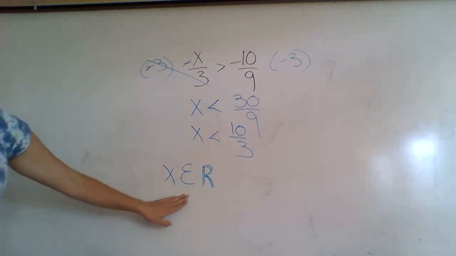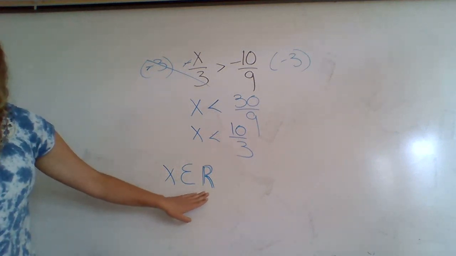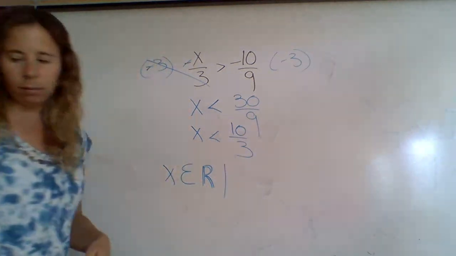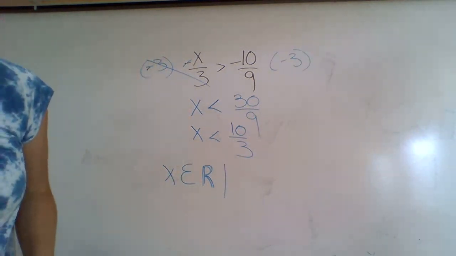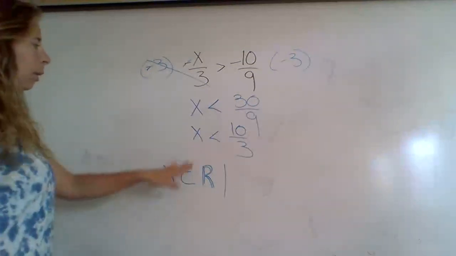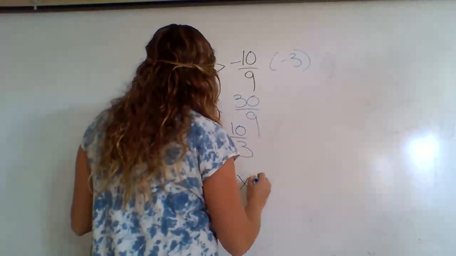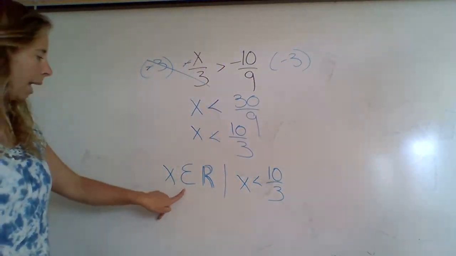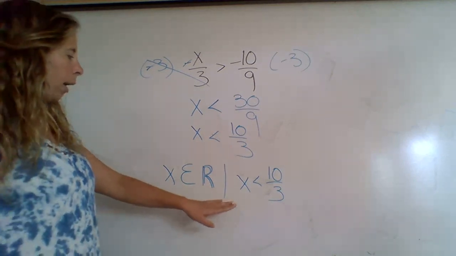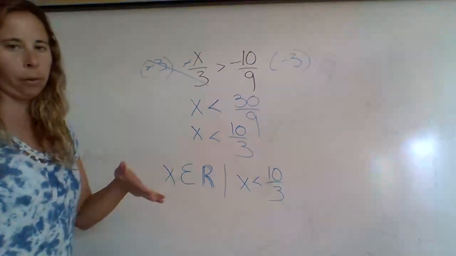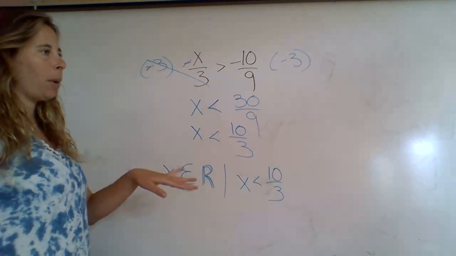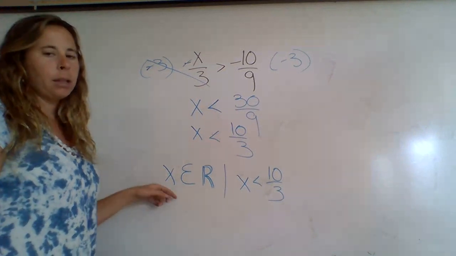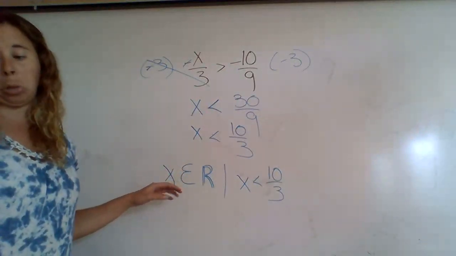So x is the set, this means real numbers, of all real numbers, and then this is where you actually add your answer in, where x is less than 10 thirds. Okay, so x is the set of all real numbers where x is less than 10 thirds. So that goes on forever, right? There's an infinite amount of numbers that are less than 10 thirds. You get into negatives, negative infinities, okay? So that's how you would write it in their set builder notation.